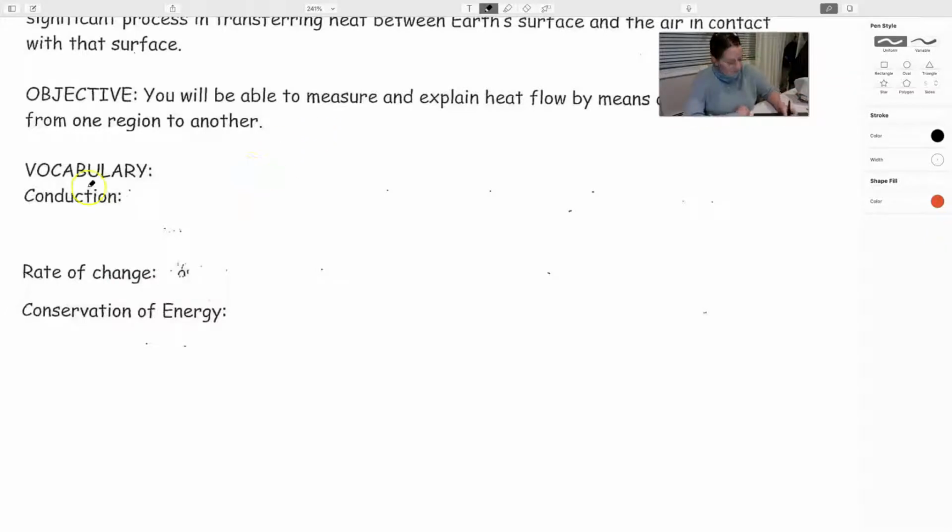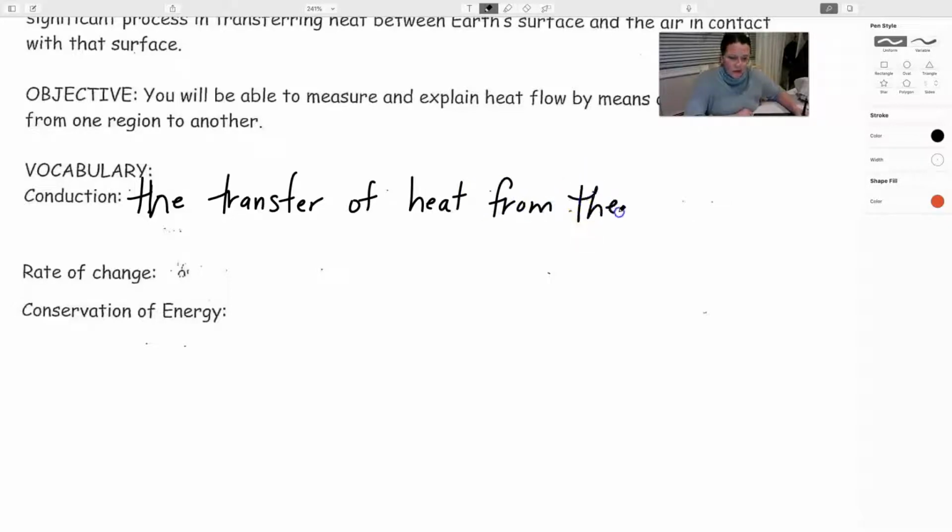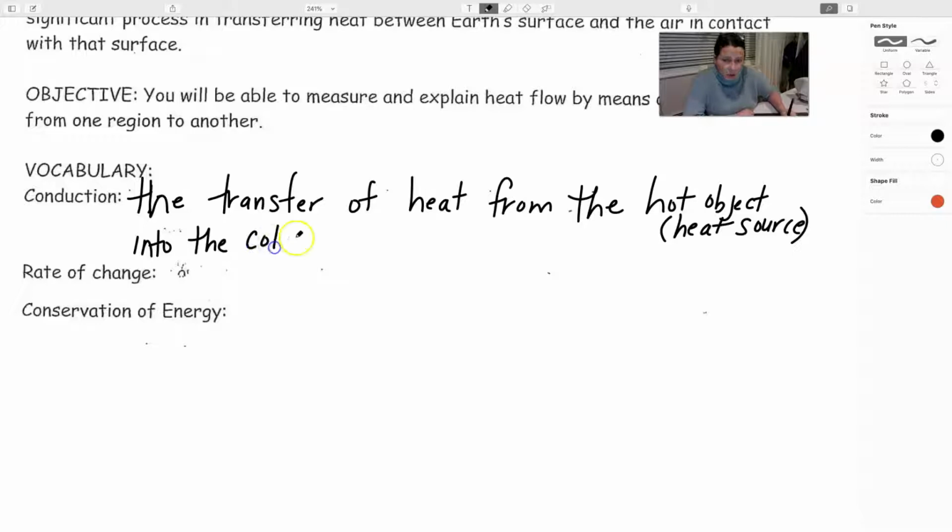So for conduction, your appropriate definition should be the transfer of heat from the hot object. And most of the time when we refer to the hot object, we call this thing the heat source. So in parentheses next to hot object, I want you to write heat source. The source of heat, obviously it's the hot thing, right? So the transfer of heat energy from the hot object, the heat source, into the cooler object, or you can write the cold object, either one.